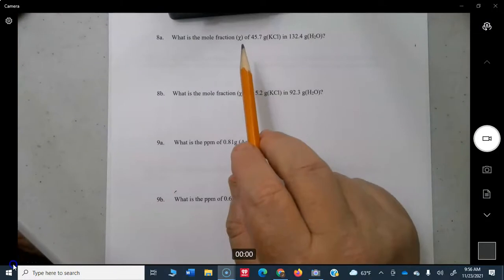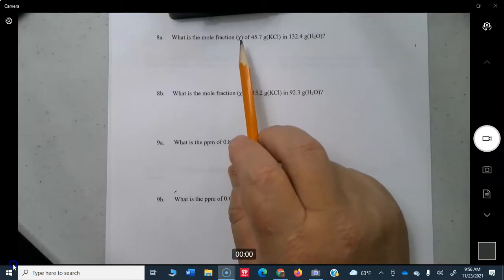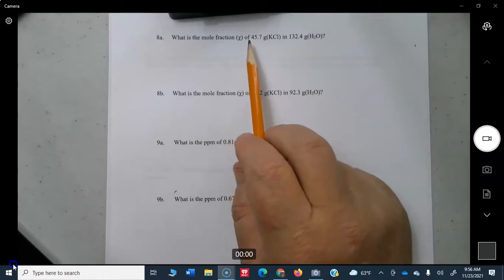Okay, we move on to 8A. Okay, what is the mole fraction? And it's represented by this Greek letter chi. It looks like a kind of scripted X. So mole fraction, everything has to be in moles. So let's go ahead and look at the formula for that.